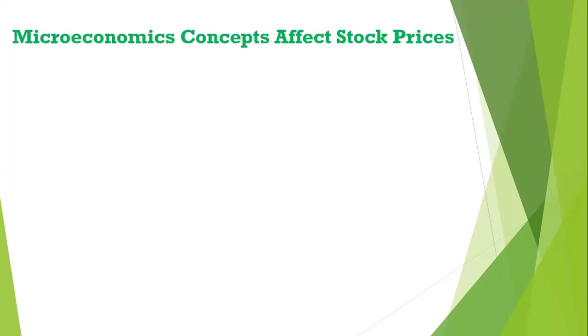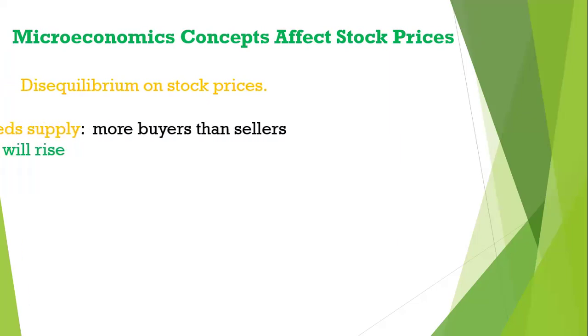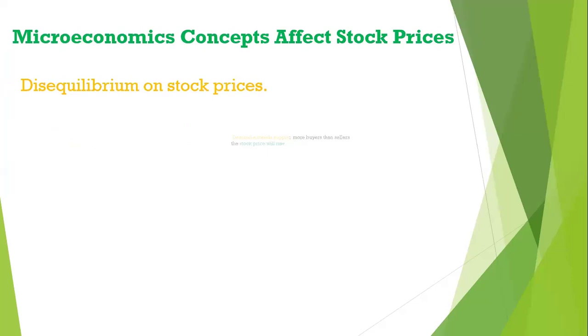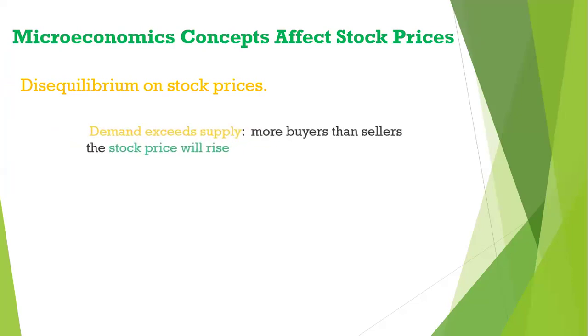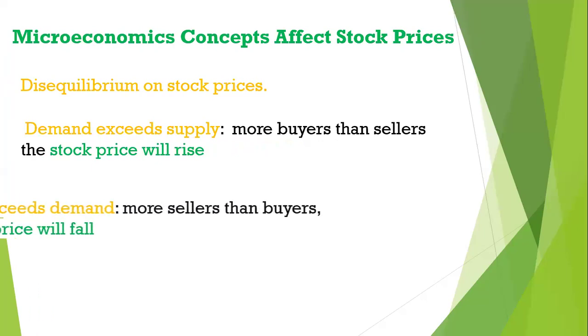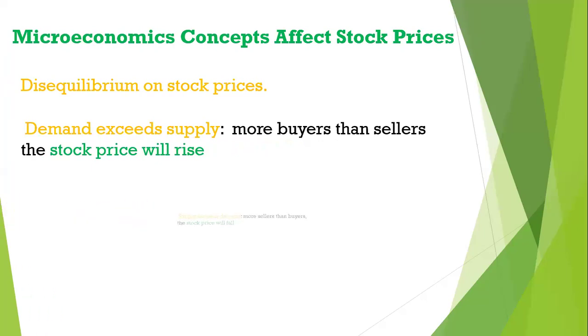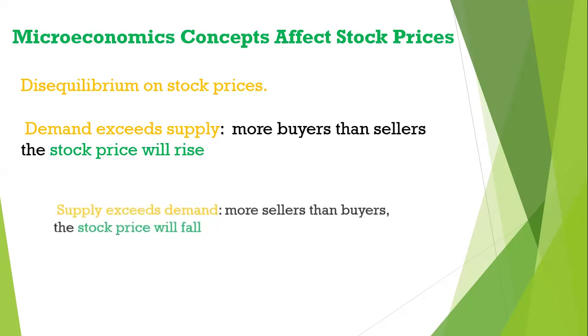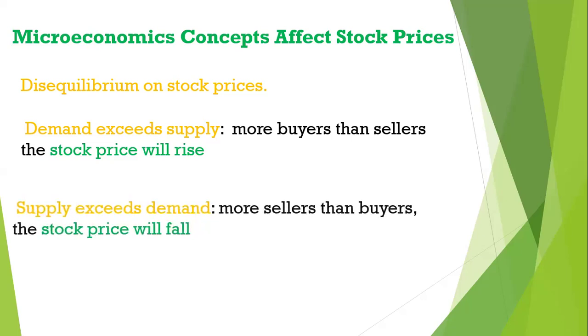Microeconomic concepts affect stock price. The disequilibrium on the stock price. So once you're there and you see there's disequilibrium on stock price, demand exceeds supply, more buyers than the sellers. If you look at them and you see demand exceeds supply, that is the point the stock price will rise. Supply exceeds demand, more sellers than the buyers, and the stock price will fall.